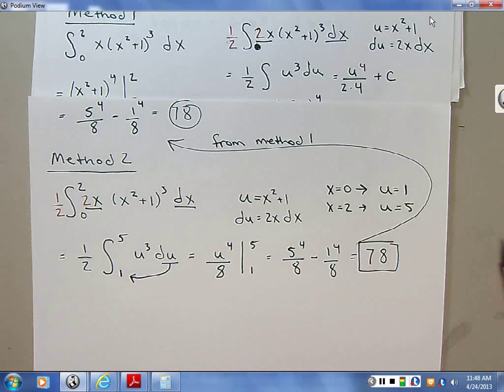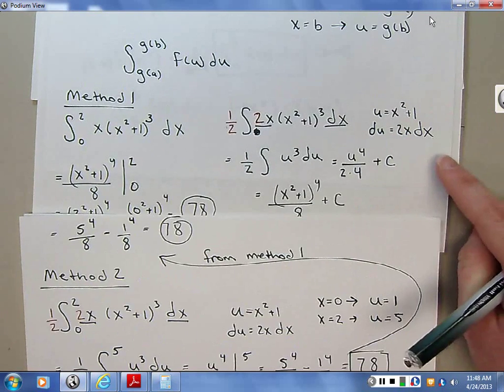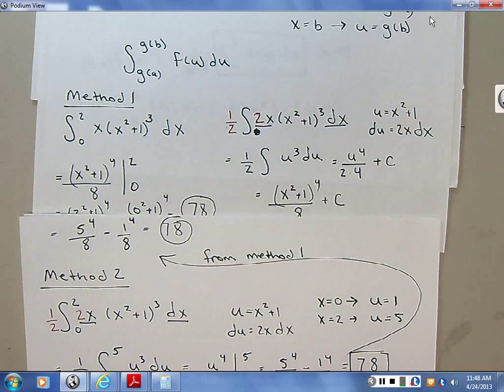So you have your choice. You can go ahead and do the u substitution and change your bounds in terms of u. When you integrate it, you don't have to go back in terms of x. You can leave it in terms of u and use your u bounds. Or you can integrate in terms of u, plug it back in terms of x, and use your x bounds.